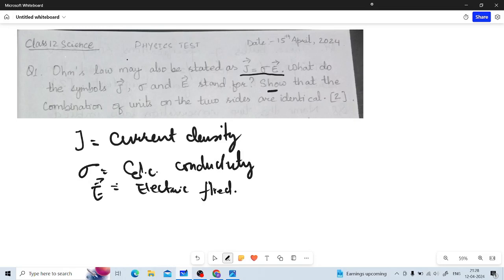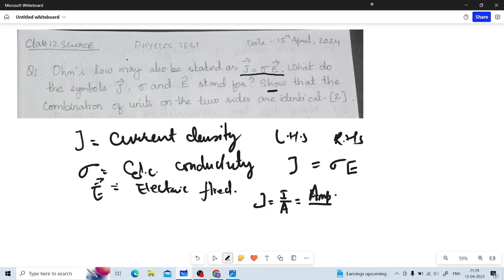And the second part of this question is, so that the combination of units on the two sides are identical. So on our left hand side we have J, and on the right hand side we have sigma and E. Unit for J is current by the cross sectional area. So current has got a unit of ampere, and area is meter square.